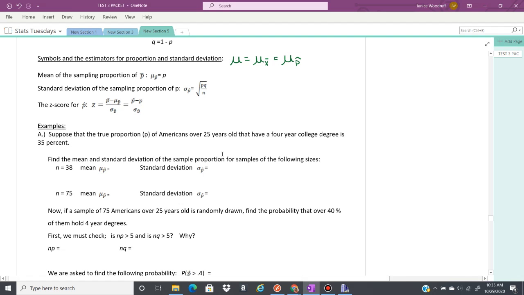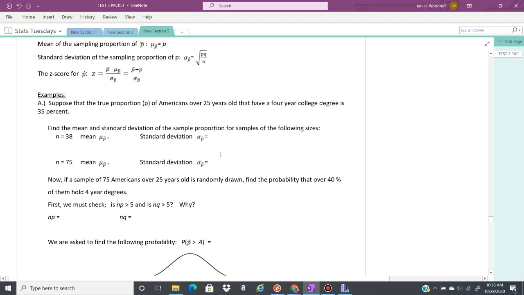So let's look at some examples. Suppose the true proportion P of Americans over 25 years old that have a 4-year college degree is 35%. That's your percentage that have a college degree, which means the percentage that do not have a college degree would be 65%. So we'll say P is 0.35, and Q is going to be 0.65. They have to add to 1.